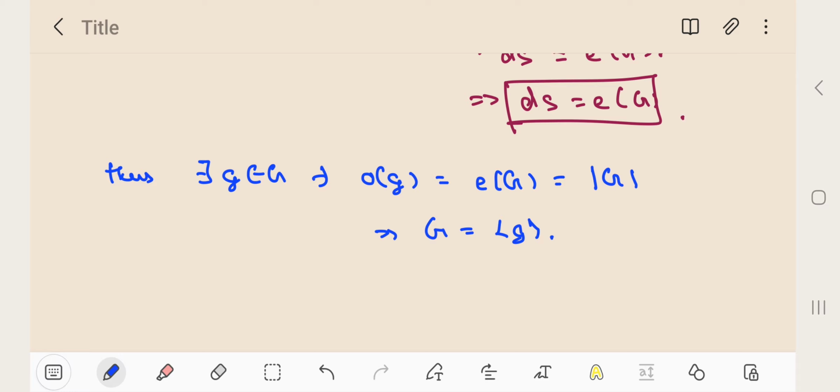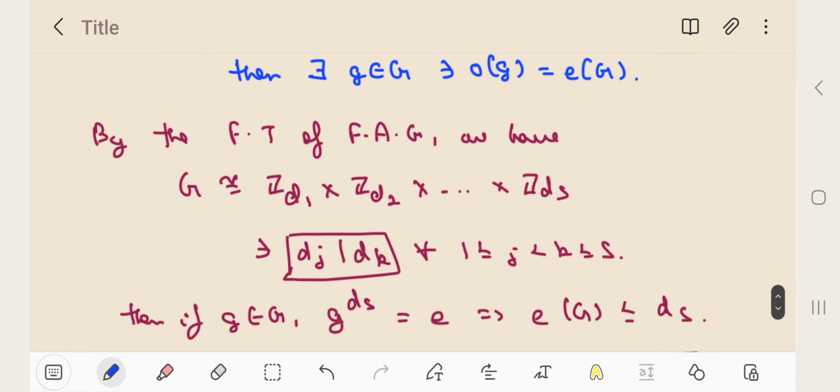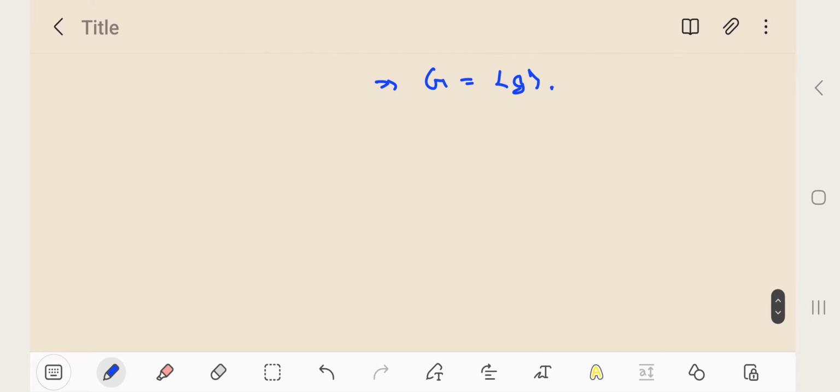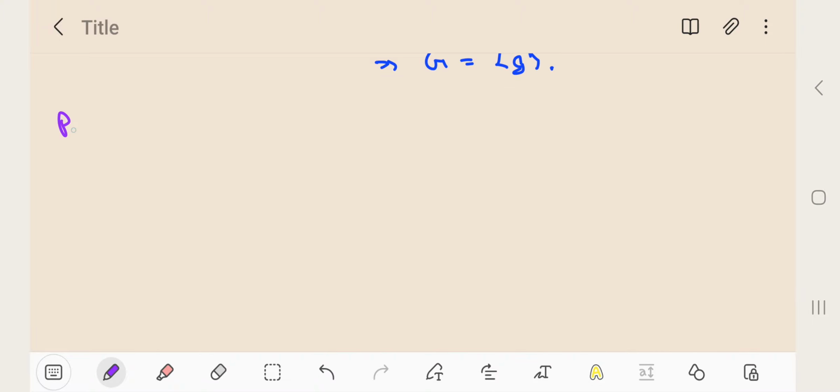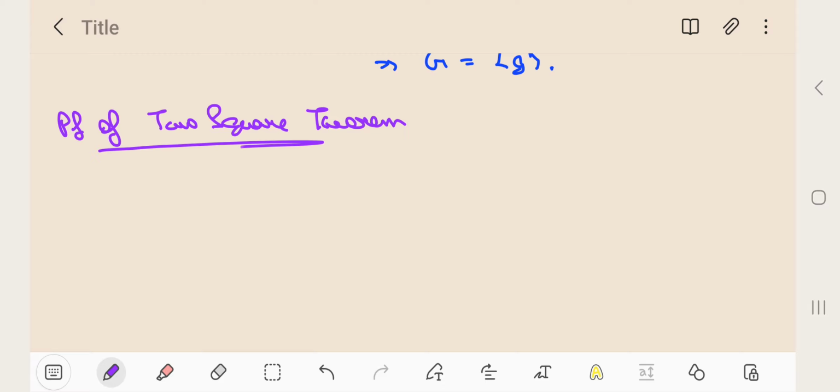But how does this typically help us? So now let's see the proof. Now we come to the proof of the theorem, the proof of the two square theorem, and the only thing which we will be using is the essential use of Minkowski's theorem. So let's talk about it.